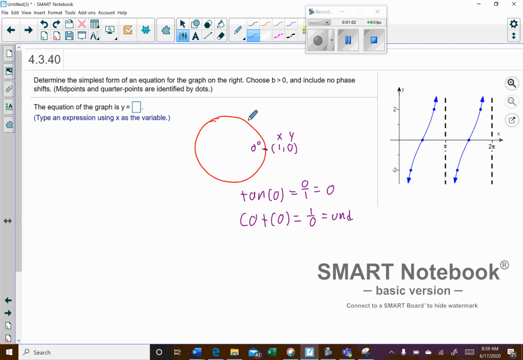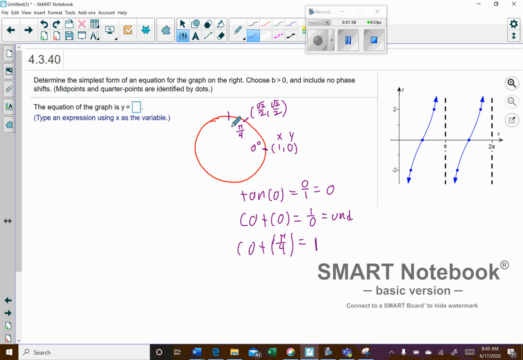And then if you were to go to 45 degrees, or pi over 4 right there, you're going to get the same thing. Your x and y are the same, right? They're both square root of 2 over 2. So when you take that ratio, you're going to get a 1. So let's see, cotangent of pi over 4 is going to be 1, okay?